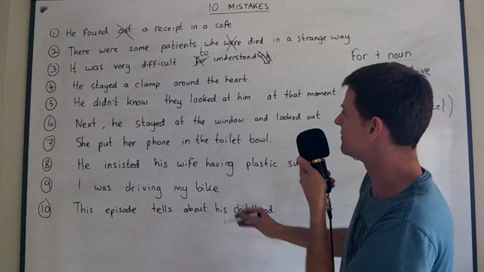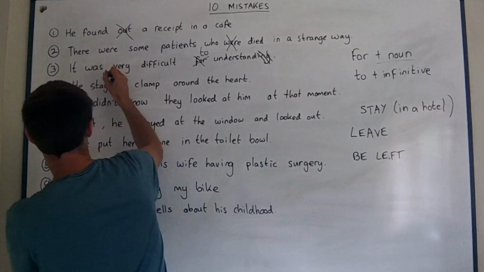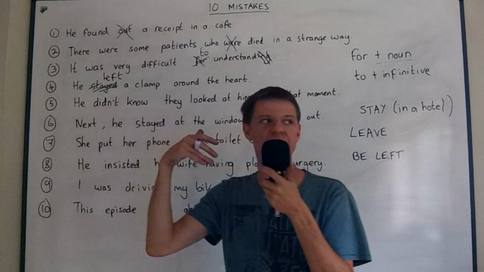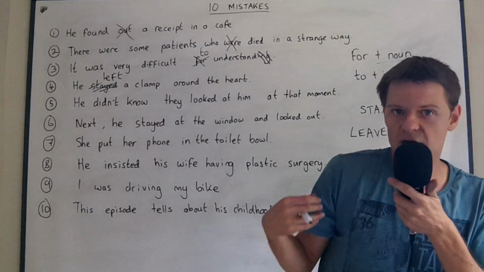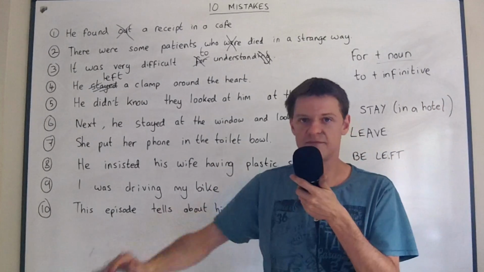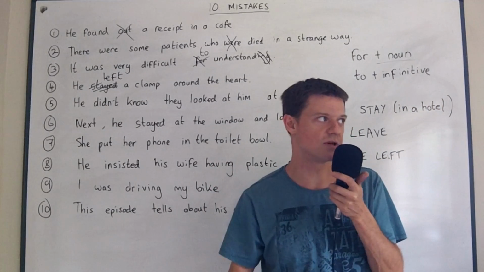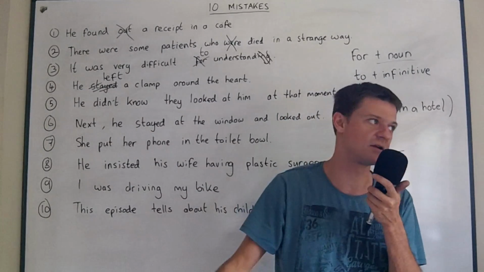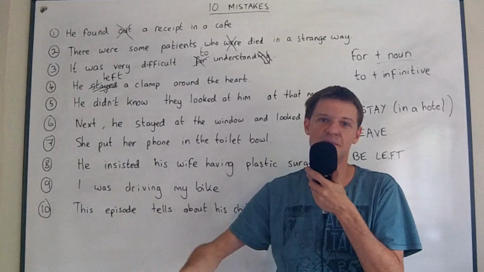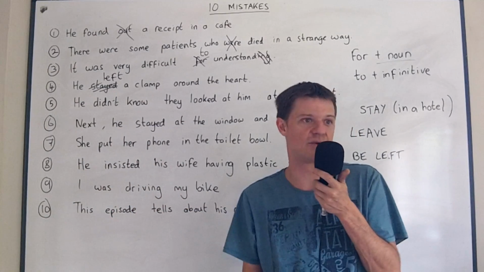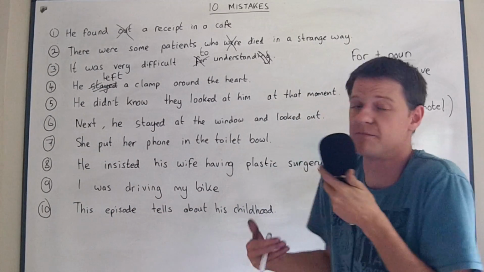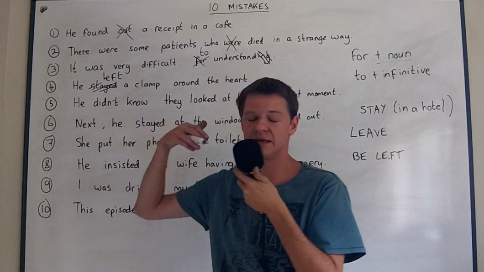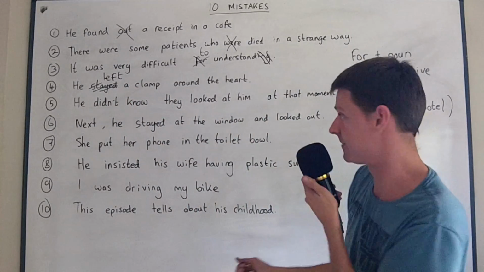What you need to say here is he left a clamp around the heart. Because he didn't stay anything. You can't stay something. You can only leave something behind. For example, in the morning I left my car keys at home and I couldn't get in my car, and perhaps I took the bus into town, but I left my car keys at home. Perhaps you left your wallet at home. But we use this word leave for when you leave something accidentally somewhere.